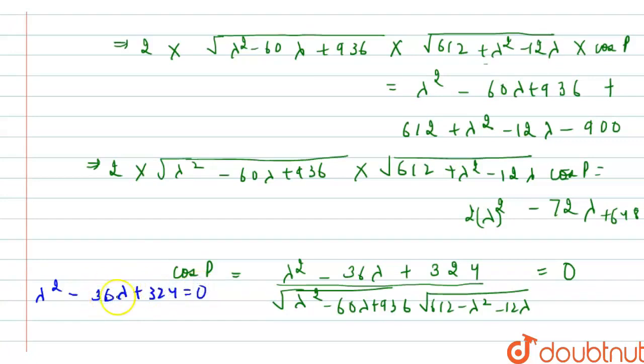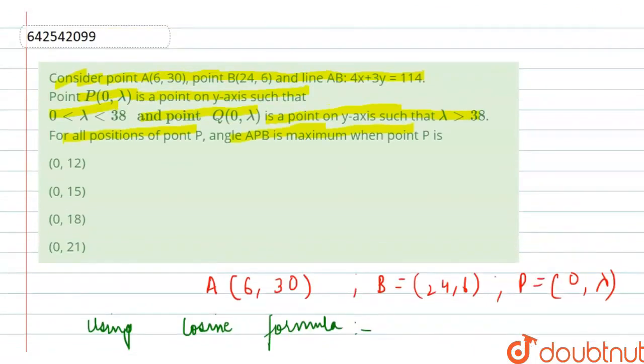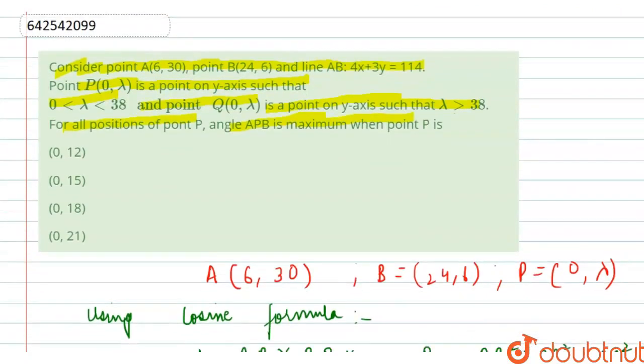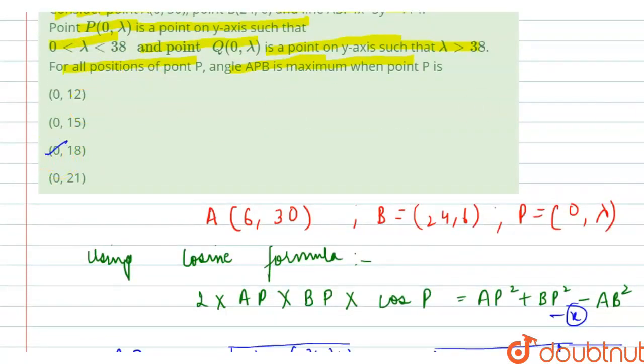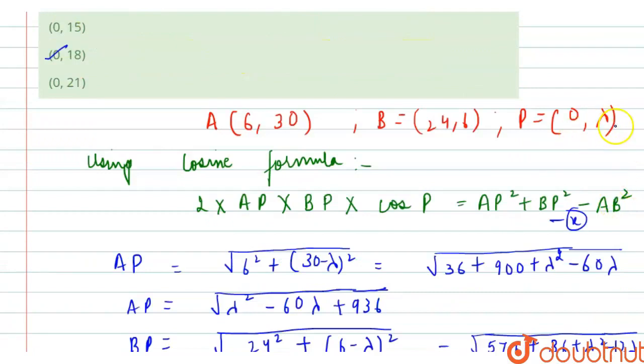Solving it, we get (lambda minus 18) whole square equals 0. So from here I get lambda is equal to 18. So basically we had to find the position of point P where angle APB is maximum. Since the value of lambda comes out to be 18, therefore the point P is (0, 18), because in the question it was mentioned that P is (0, lambda). So it is (0, 18). I hope it is clear.